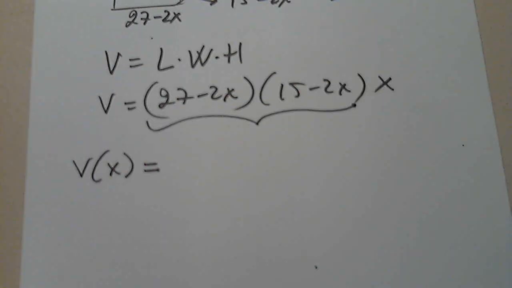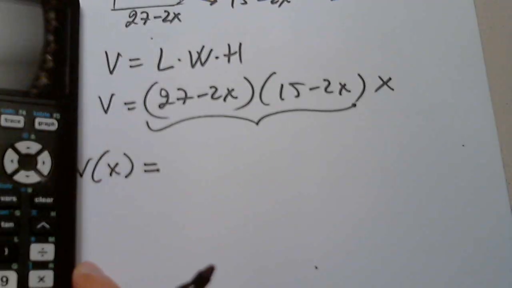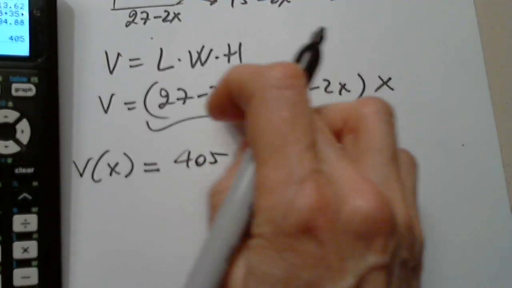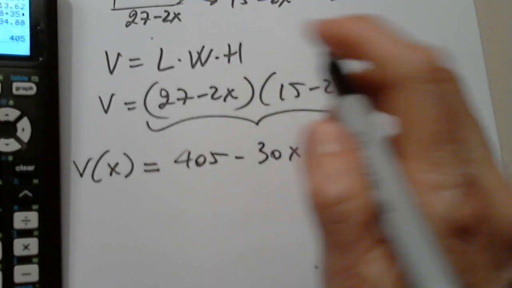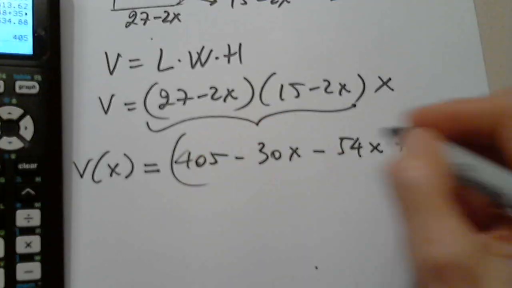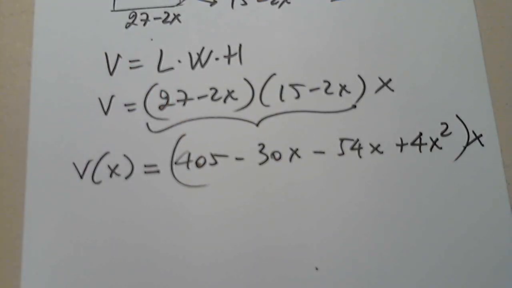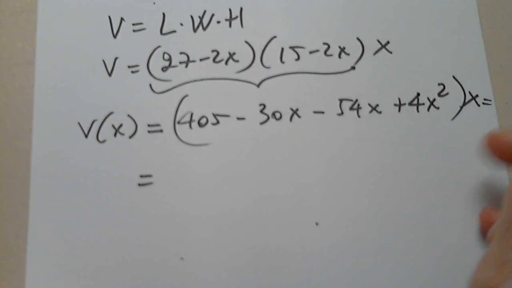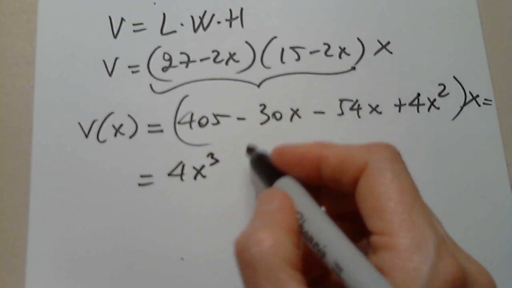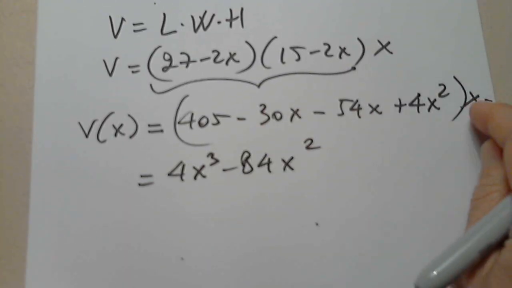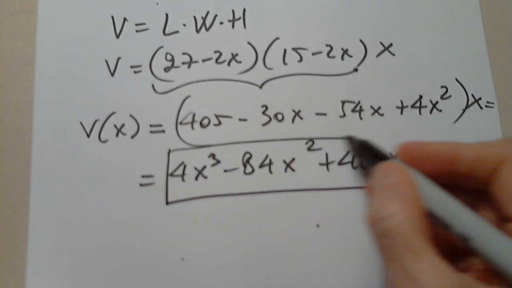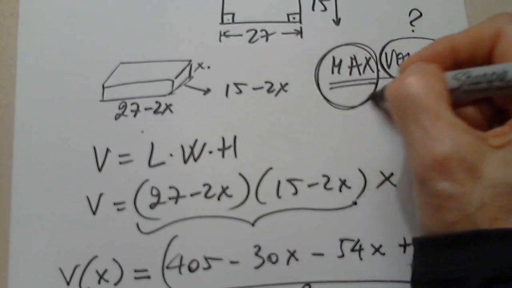27 times 15, 405 minus 30x minus 54x plus 4x squared, and then multiplied by x. Good. In descending order now: 4x squared times x, 4x cubed. So this is negative 84, negative 84x squared because I also distribute x. And then plus 405x. I did get the function that I need to maximize.